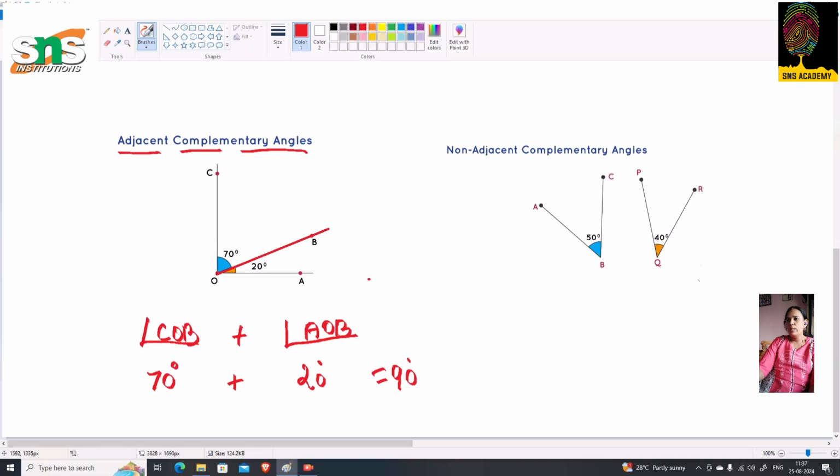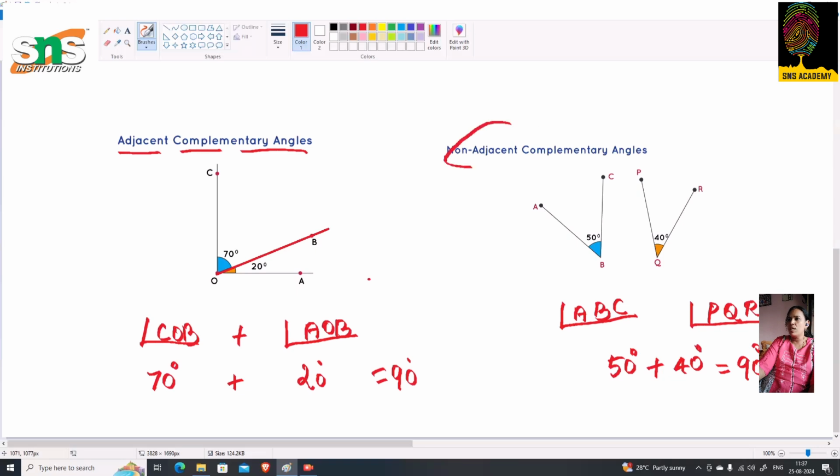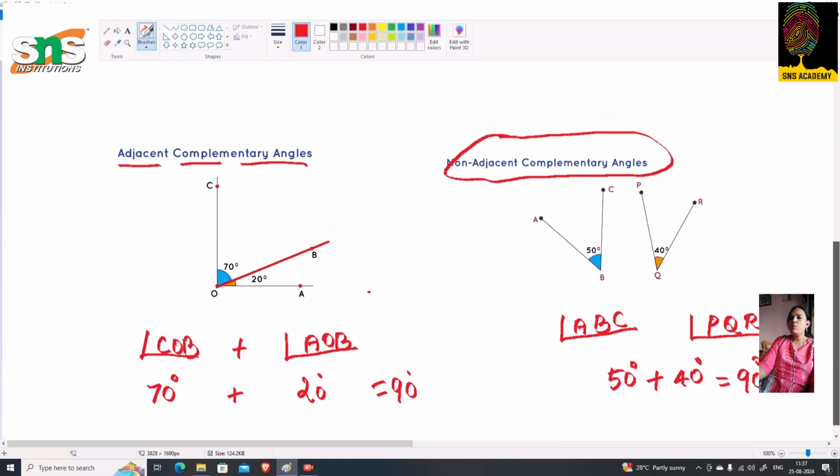Let's consider the next one. Here we have taken two angles, angle ABC and angle PQR. When you observe, there is no common arm. Each angle has different arms. So if they don't have a common arm, but the sum is equal to 90 degrees, then we can call these angles non-adjacent complementary angles.